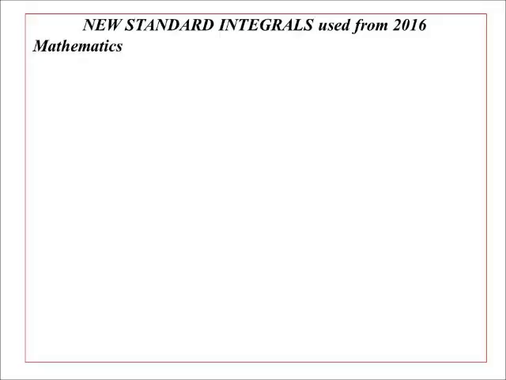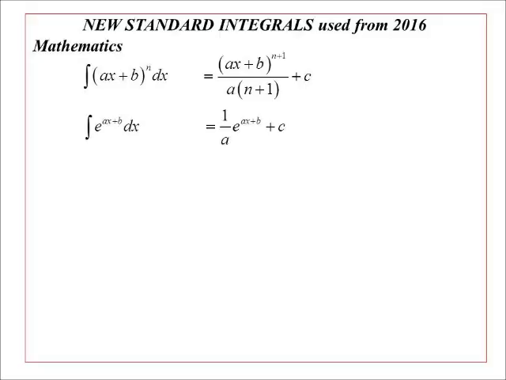Just the integrals. They break it up into mathematics and extension 1. They don't have a section for extension 2. So mathematics, instead of just doing polynomial, they decided to make it as the linear function. And you remember you could add 1 to the power over the power, but then multiply by the coefficient of x on the bottom as well. The exponential, instead of just ax, they put the whole ax plus b, but still the same.